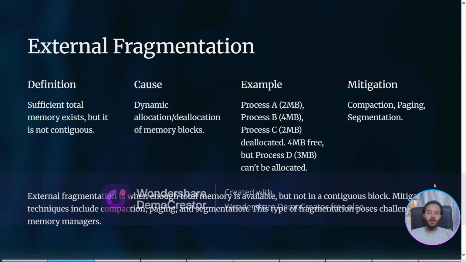Let's take an example. Process A, process B, process C: 2 MB, 4 MB, and 2 MB. Process B is deallocated, so 4 MB is free, but process G, 3 MB, can't be allocated. Mitigation: compaction, paging, and segmentation.